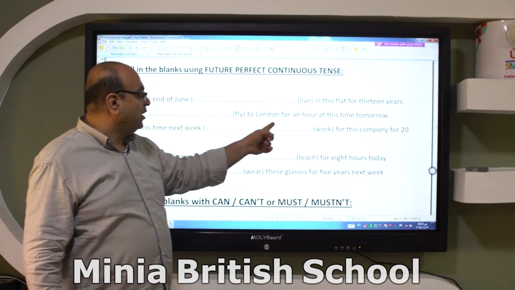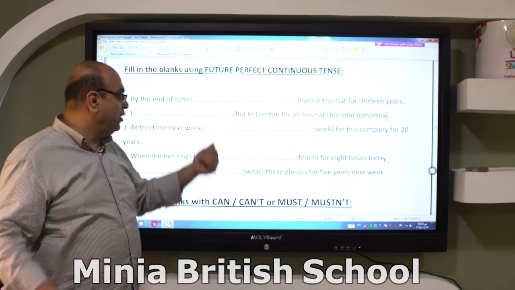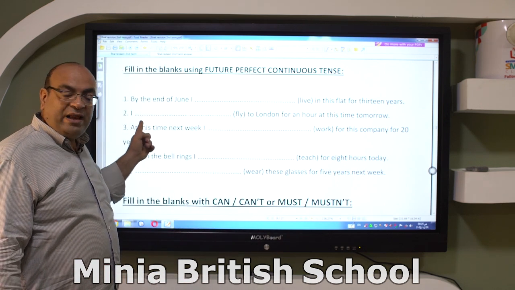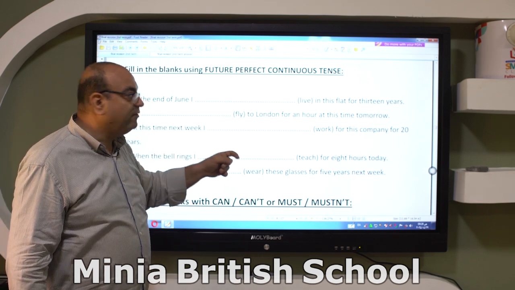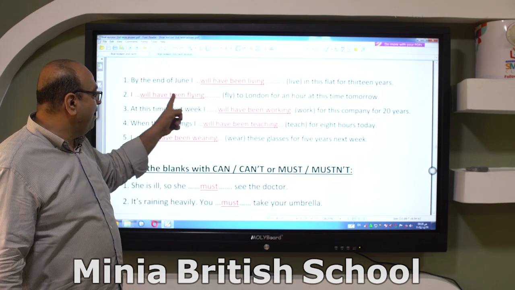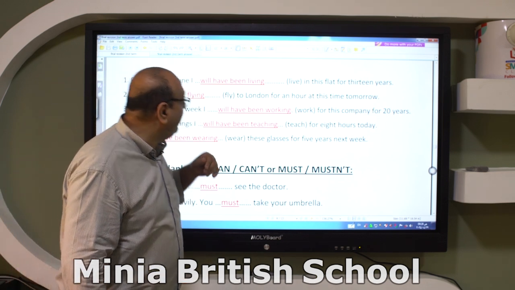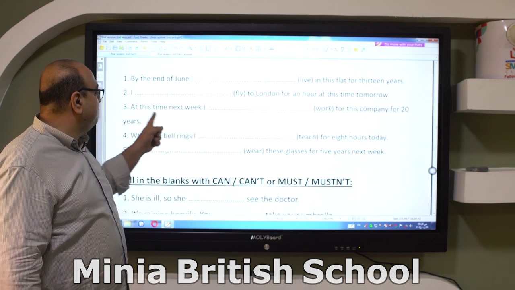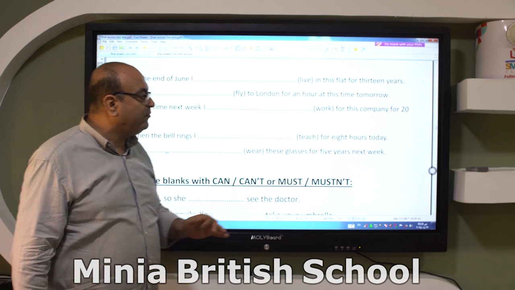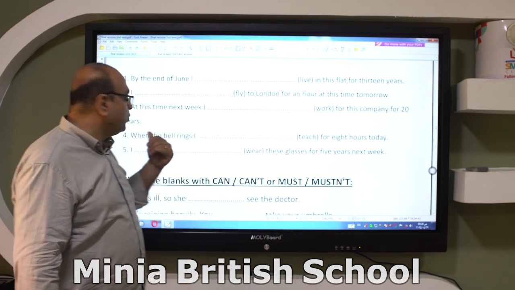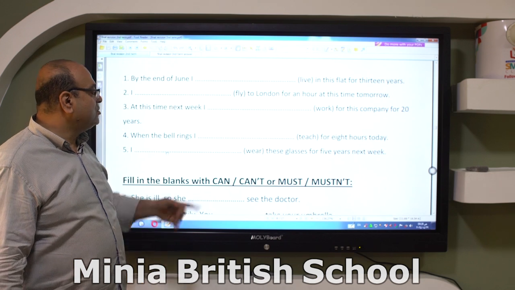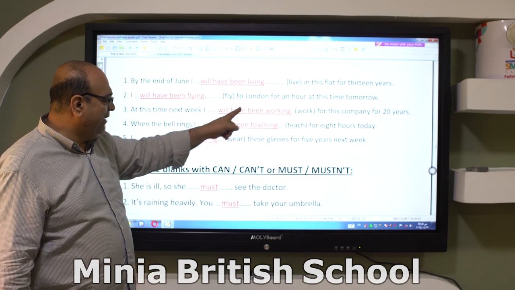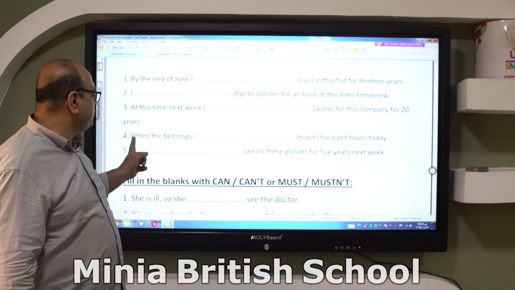I blank fly to London for an hour. That's the duration of the action at this time tomorrow. So I will have been flying. Excellent. Will have been flying. That's great. Now we move to number 3. At this time next week, I blank work for this company for 20 years. That's the duration. So I will have been working. Will have been working. We move to number 4.